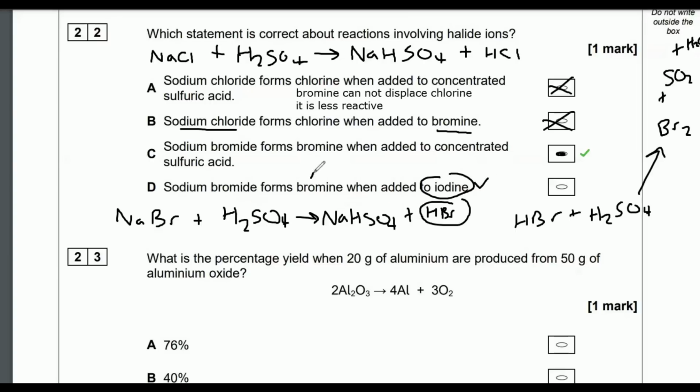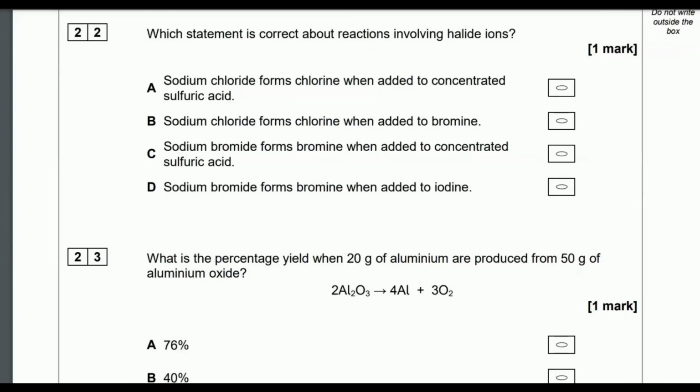Right, solid bromide ions form bromine when added to iodine. No, iodine's lower down the group. It cannot displace bromine. Bromine is higher up in the group. So yeah, that one's incorrect as well.